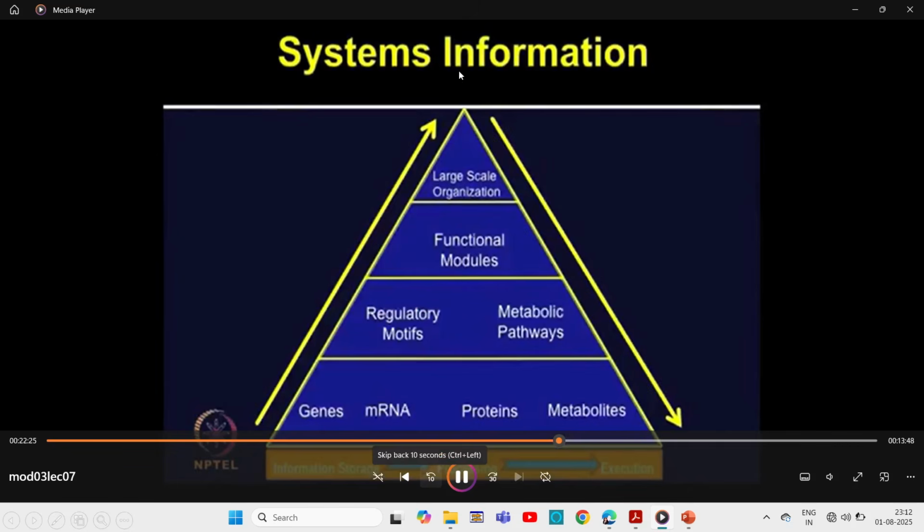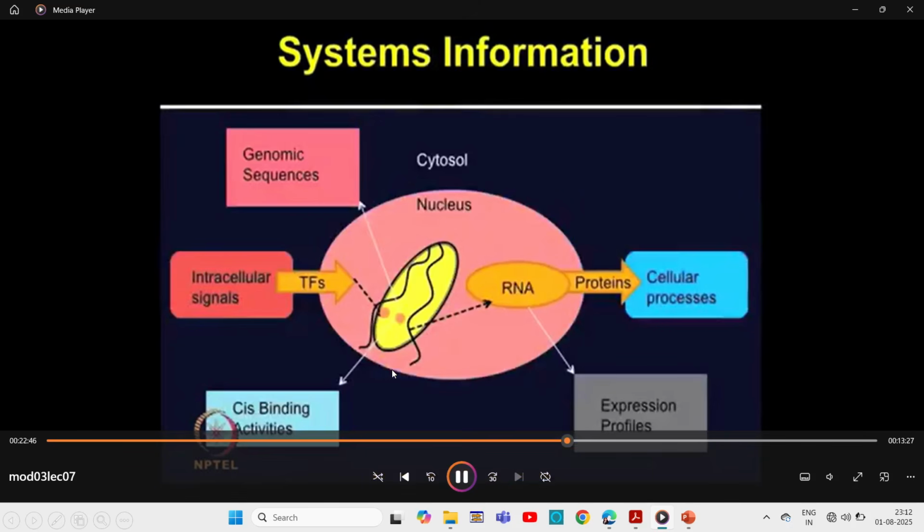This is called a systems information triangle, going from molecular level to intracellular level to the whole organization. It's the same thing we have seen: molecule, intracellular, intercellular, and the whole system or organism. Molecules interact within the cell itself and act as metabolic pathways and regulatory motifs. When they communicate with other cells, intercellular, those are functional modules, and that's how the large scale organization happens, so the whole system is functional.